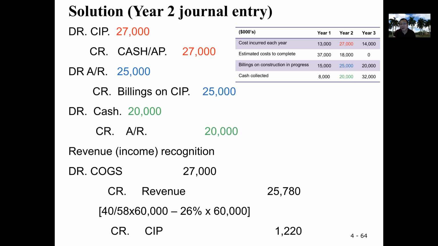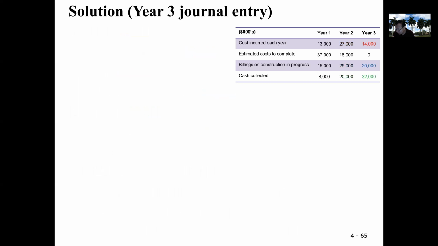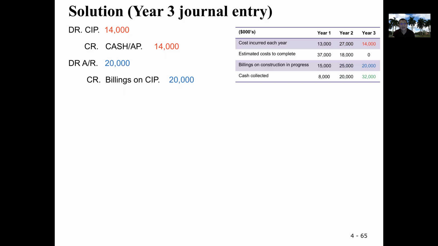Year 3. I hope I didn't miss any entries. Okay, so for year 3, we have this information here. Again, the first 3 entries should be quite straightforward. So 14,000 actual cost, billings 20,000, cash collections 32,000. Okay, so for sure, don't get this wrong. In your quiz or in your exams, don't get this wrong. Okay, so next would be revenue recognition.